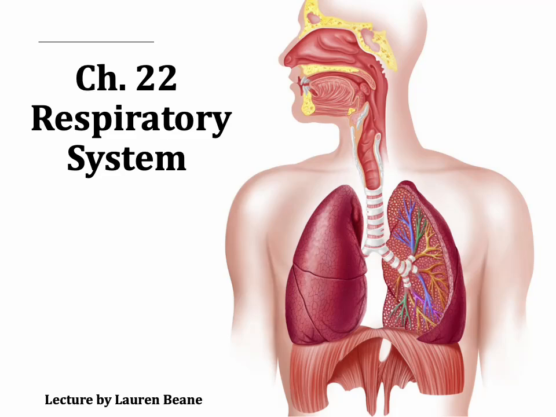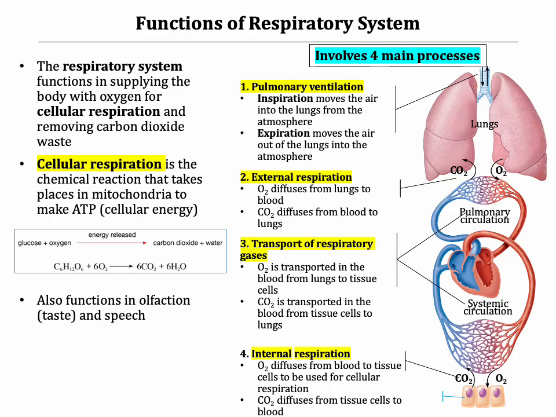This is a lecture over chapter 22 of the respiratory system. The main function of the respiratory system is to move air in and out of the lungs to obtain oxygen gas and remove carbon dioxide waste. Those gases need to be obtained and removed due to a chemical reaction called cellular respiration, which occurs in our mitochondria. Remember that those organelles are the powerhouses of our cell. They're responsible for making ATP, right, usable chemical energy.